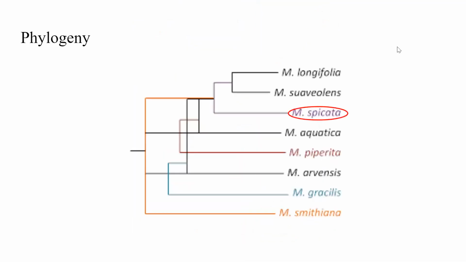Then here is a more broken down phylogenetic tree that focuses more on the species itself. As we can see here, there are other types of Mentha, such as the Mentha piperita, which is peppermint, and Mentha aquatica, which is watermint. And then we also have the Mentha spicata, the spearmint.